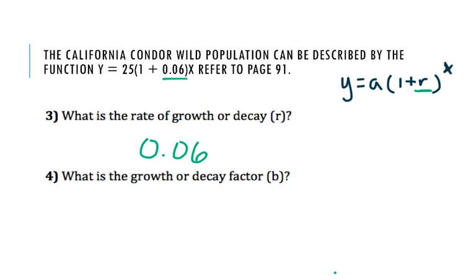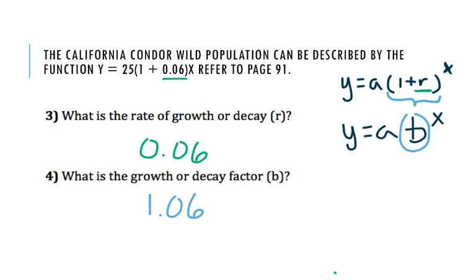4. What is the growth or decay factor? Now remember, our growth or decay factor is represented by b. And to find that, we actually look at what it was replaced with from the general form. So the general form of our exponential function is y equals a times b to the xth power. And so right here, that 1 plus r is our b. So we take 1 plus 0.06, so we get 1.06 for our growth factor.